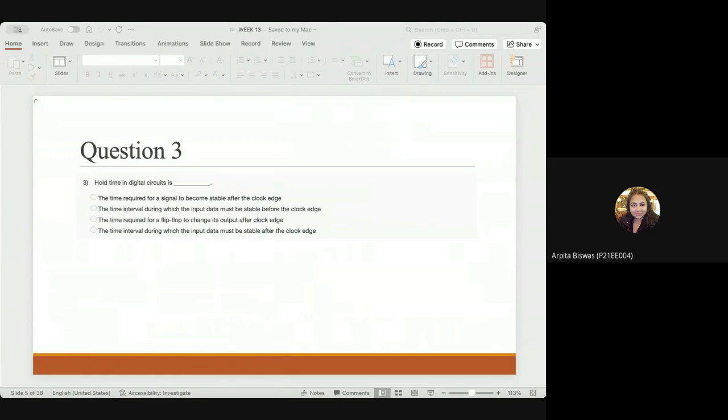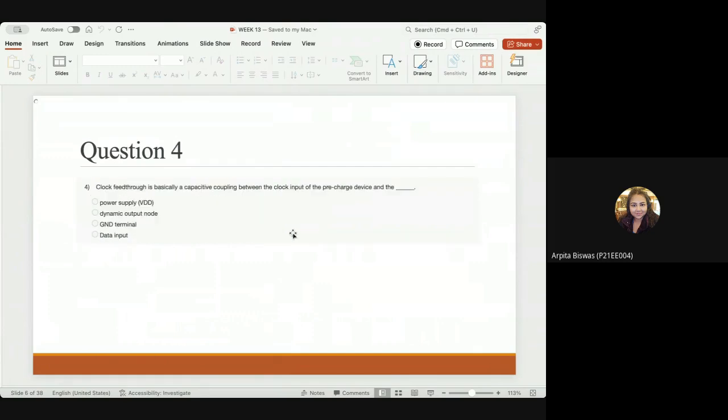So what is the right answer? The right answer is option D: the time interval during which the input data must be stable after the clock edge. Okay, so next move toward question number four.